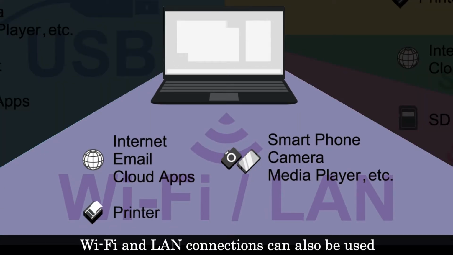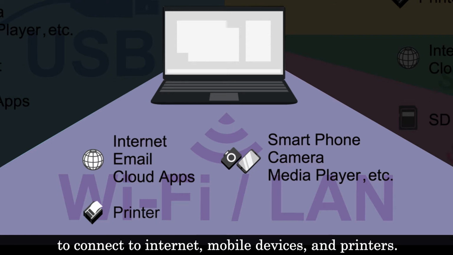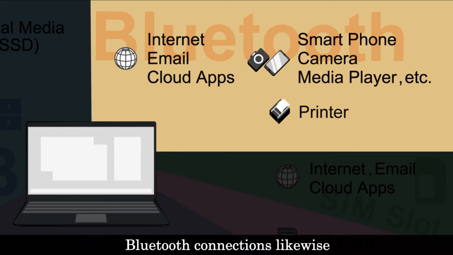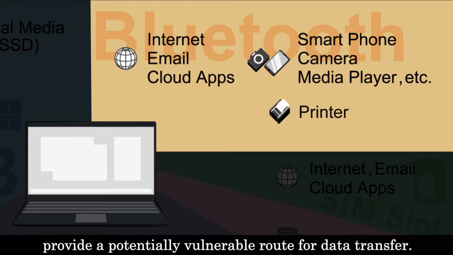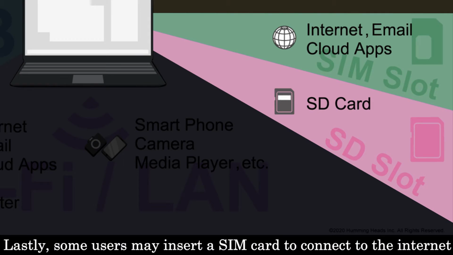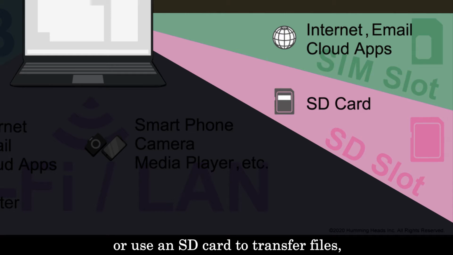Wi-Fi and LAN connections can also be used to connect to internet, mobile devices, and printers. Bluetooth connections likewise provide a potentially vulnerable route for data transfer. Lastly, some users may insert a SIM card to connect to the internet or use an SD card to transfer files, making them potential security risks.